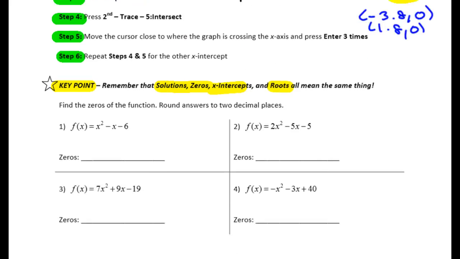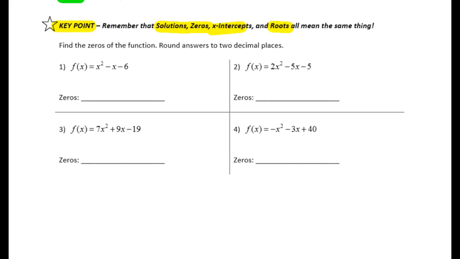Okay? So, at this point, you're probably good solving it by hand. So here, let's just practice using the calculator. Okay? So, the directions here say find the zeros of the function, round the answer to 2 decimal places. That's how we're going to round those long decimals. Okay? Now this one we could factor by hand. Okay? But we'll just practice the calculator.